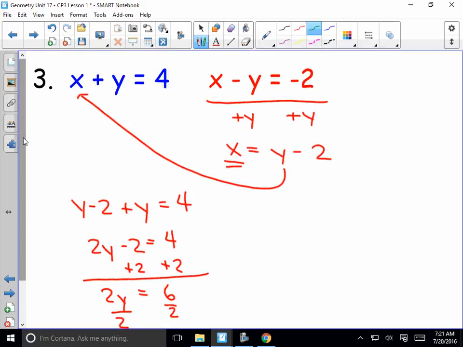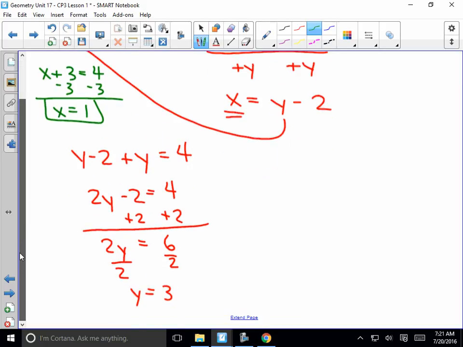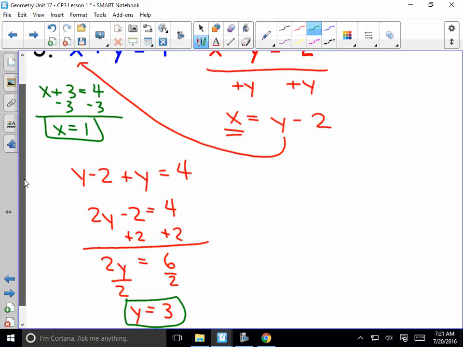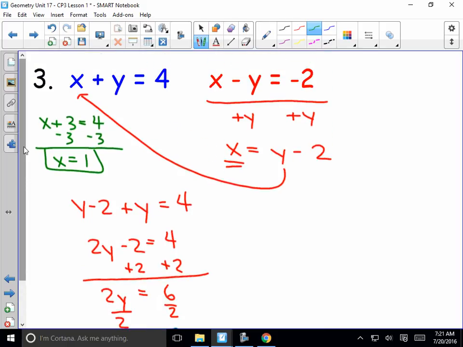So now once I have my y value, I want to go back and pick one of my two equations. x plus 3 equals 4. Subtract 3 from both sides, and I get x equals 1. So now I have my answer. But remember, if this is a test, you don't want to stop here. You want to take that answer, 1 and 3, and test it in your other equation. 1 minus 3, does that equal -2?